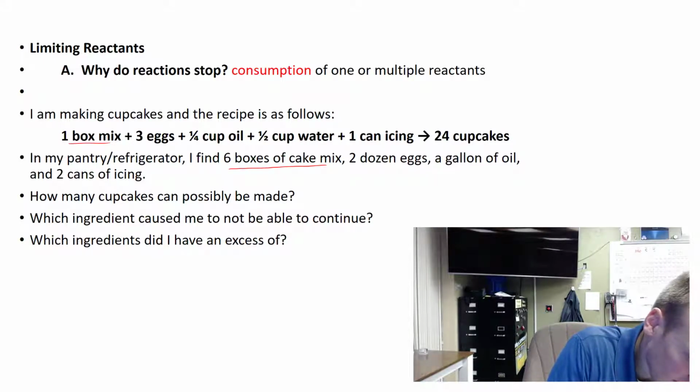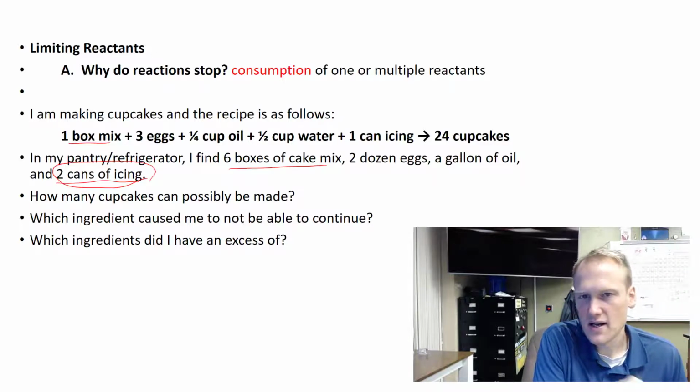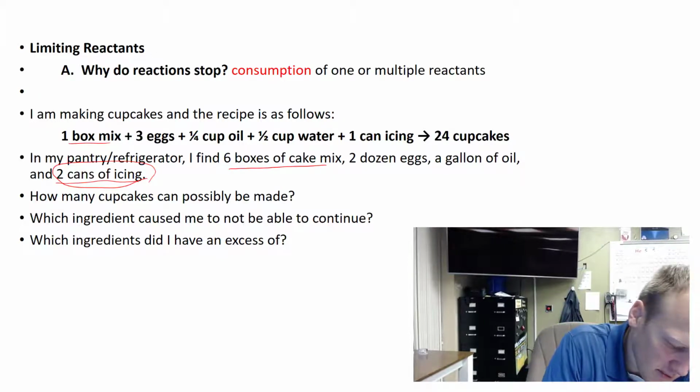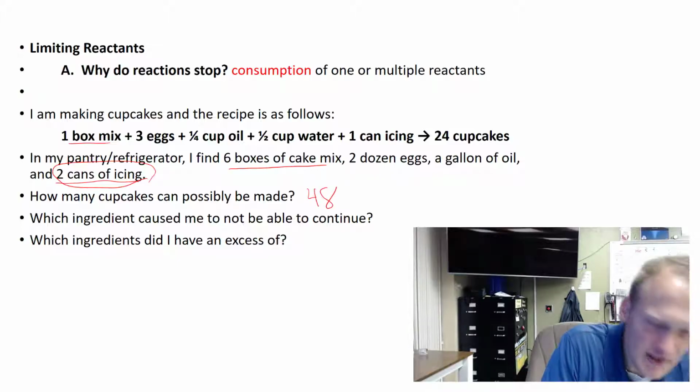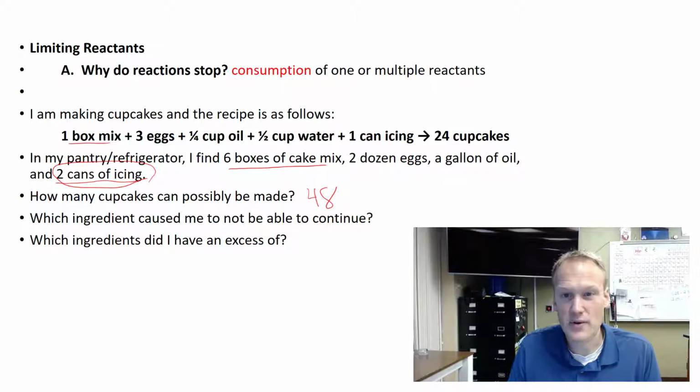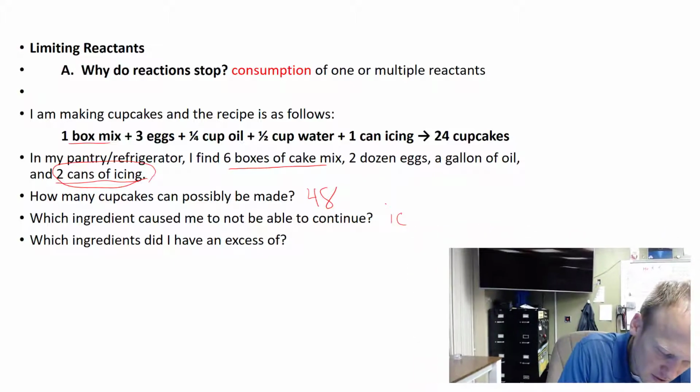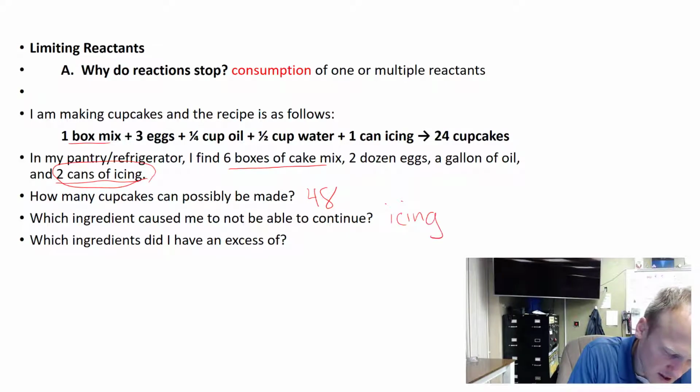But if you look at cans of icing, 1 can of icing makes 24 cupcakes. We can only make 2 batches from these 2 cans of icing. And what that means is the maximum number of cupcakes we can make based on the ingredients we have is 48. Because once the icing runs out, the reaction or the baking is going to stop. So that means that the ingredient that caused me not to be able to continue is the icing, and we would have excess of the other ingredients like mix, the eggs, and the oil.